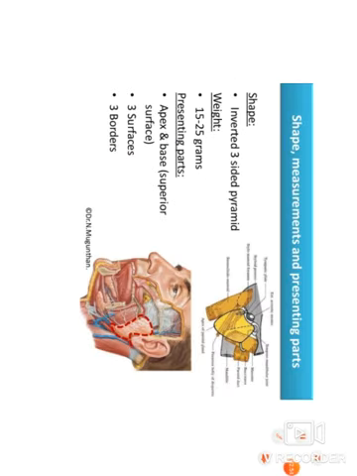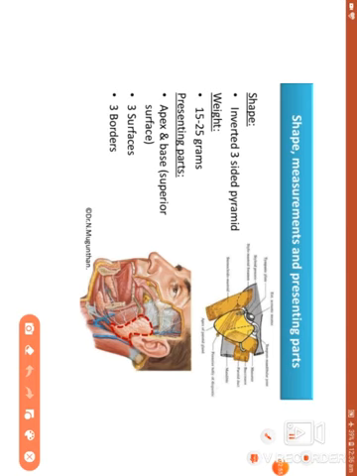Here you can see the shape of this gland. It is in the form of an inverted pyramid. This is the posterior aspect, this is the anterior aspect. Posteriorly is the sternocleidomastoid. This muscle is the masseter, and this is the anterior aspect.